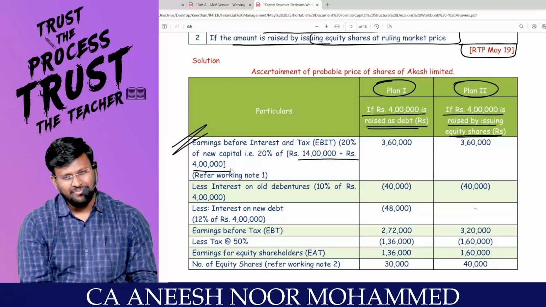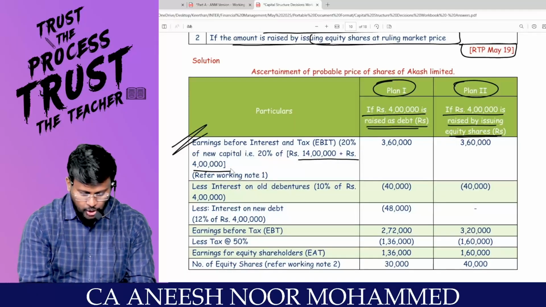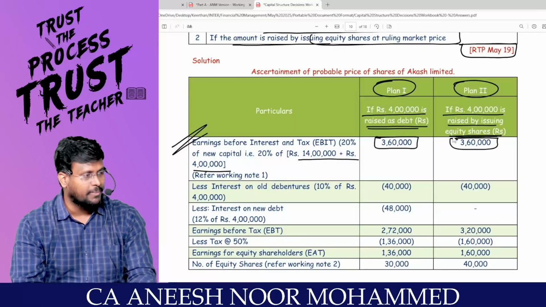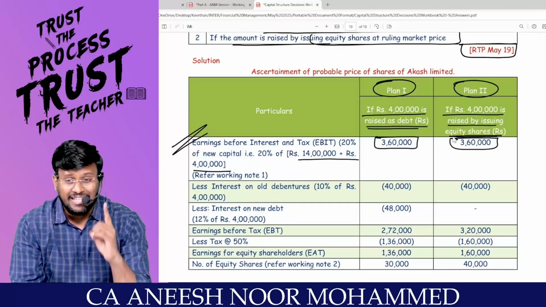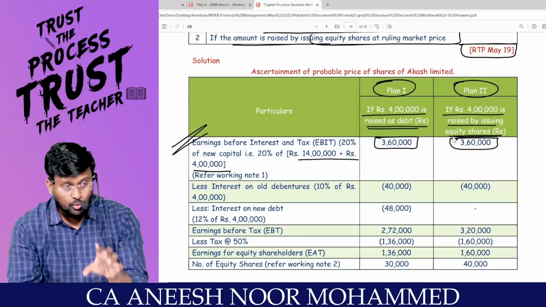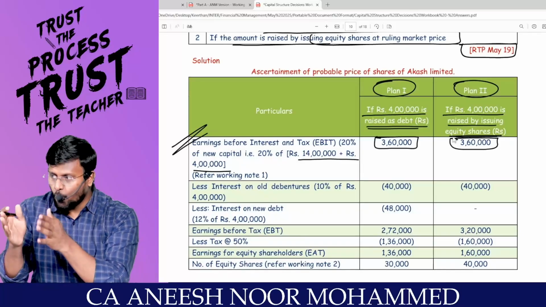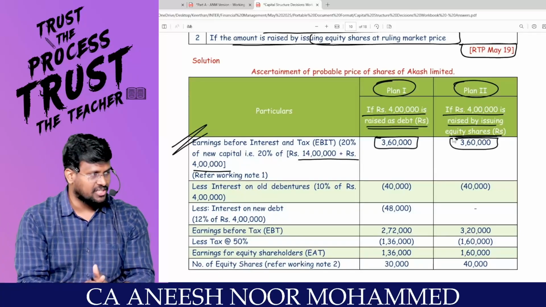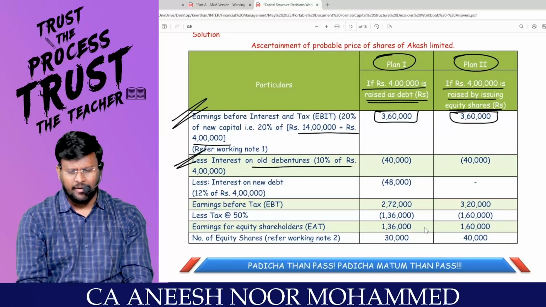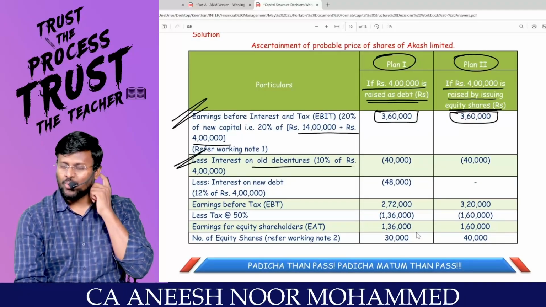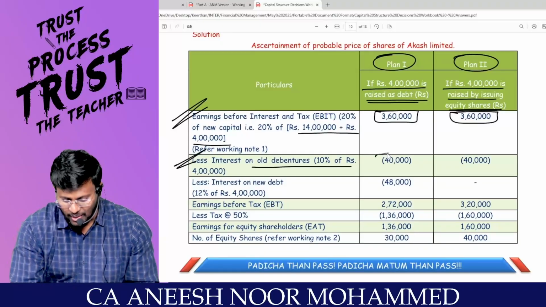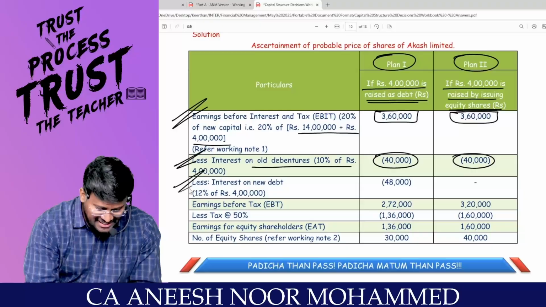Yes, sir. So into how much percent? 20%. So 3,60,000 will be the EBIT. Don't take only the extra EBIT. Take the full EBIT, that is from the old project plus the new project. Right? Less interest on old debenture. Already you are having debenture. How much value? 4 lakh into 10%, 40,000. Enough clarity. Less interest on the new debt.